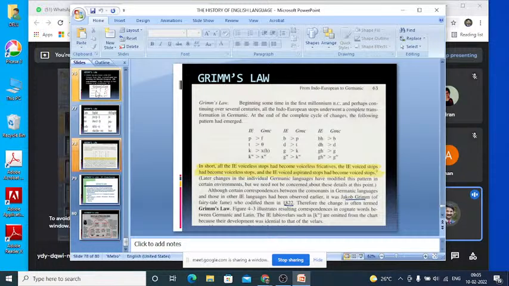And Indo-European b, d, g became Germanic p, t, k, and Indo-European bh, dh, gh became Germanic b, d, g. In short, all the Indo-European voiceless stops had become voiceless fricatives.